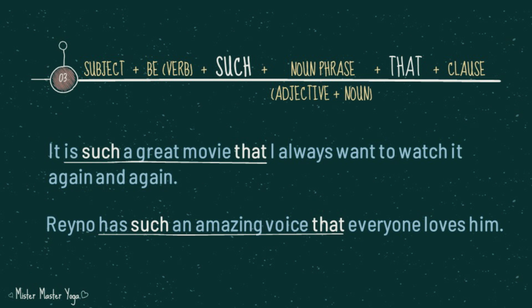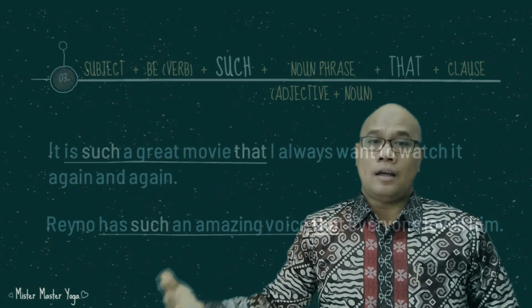Let's check the next sentence. Reno has such an amazing voice that everyone loves him. Because Reno has such an amazing voice, such an amazing voice is a noun phrase. So the effect is everyone loves him.